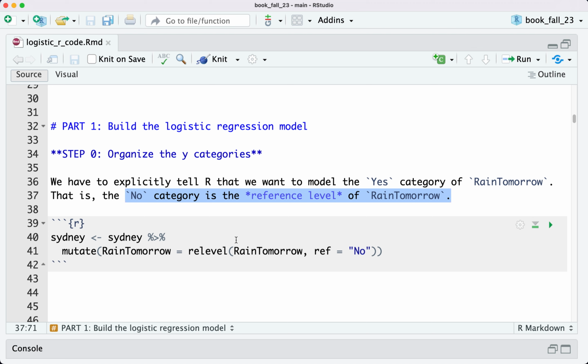So in order to specify this in R, we're going to mutate our rain tomorrow variable to a re-leveled version of the original rain tomorrow variable. So we're going to re-level this variable using no as our reference category. So mutate helps us basically replace the existing or original rain tomorrow column with this new re-leveled version, and we're going to store it back in our Sydney dataset. So that's step 0, just to make sure that we're modeling what we think we're modeling here.